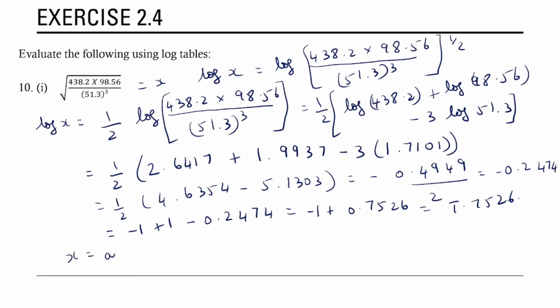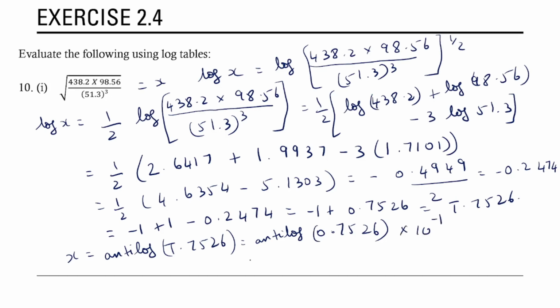Now we can find the x. x is equal to antilog of bar 1.7526, or this is equal to antilog of 0.7526 into 10 raised to minus 1. So antilog of 0.7526, it comes to 5.657. So we have to see row 0.75 and column 2.